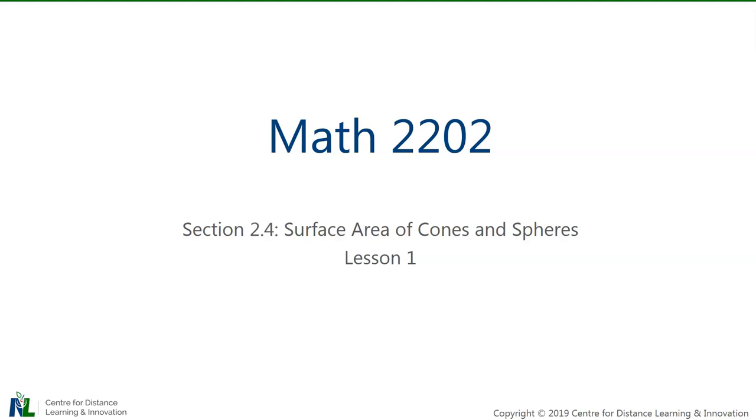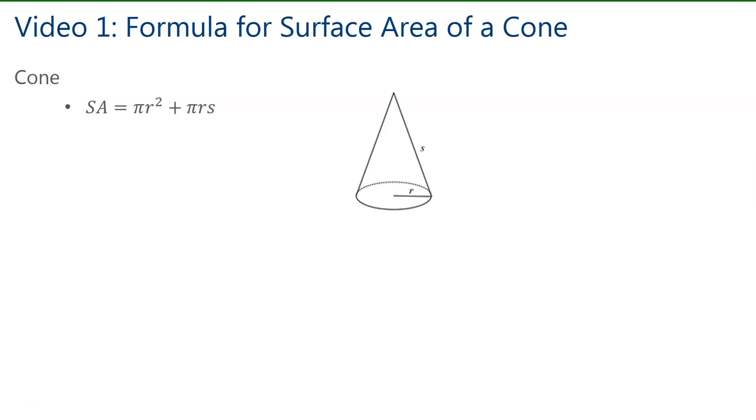Welcome to surface area of cones and spheres. Here we'll look at surface area of a cone. So the formula for a cone is pi r squared plus pi rs. In the diagram I see that r represents the radius of the cone and s is what we call the slant height.